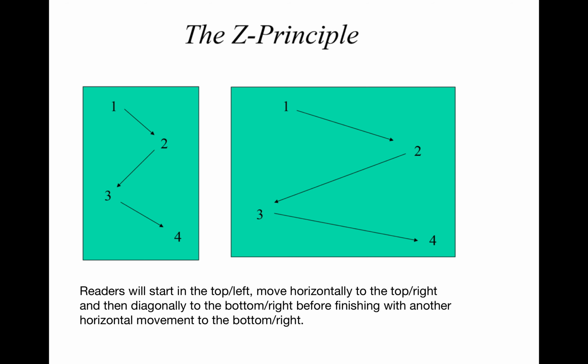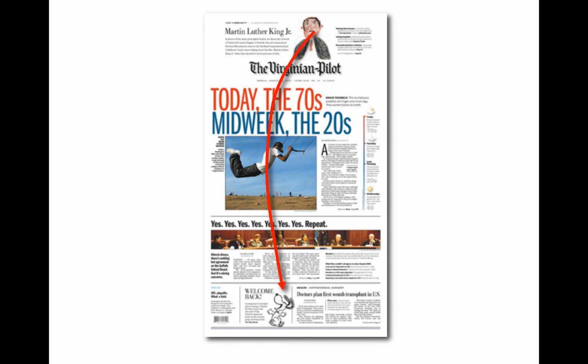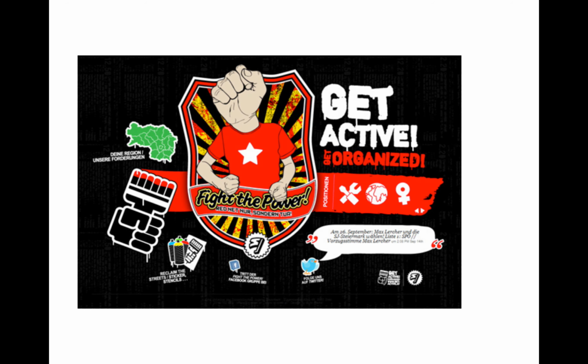But we can break how we instinctively see a page. Just by varying the size of items on a page, you can easily break that Z pattern tendency. Here we've broken it because we put the big square on the right, so we don't really see anything on the left. We immediately look right. In this example, we're breaking the Z pattern. We are starting and kind of moving central down the middle of the page. This is a rather obnoxious layout, but we're reinforcing the Z pattern here. We kind of zigzag our way back and forth.